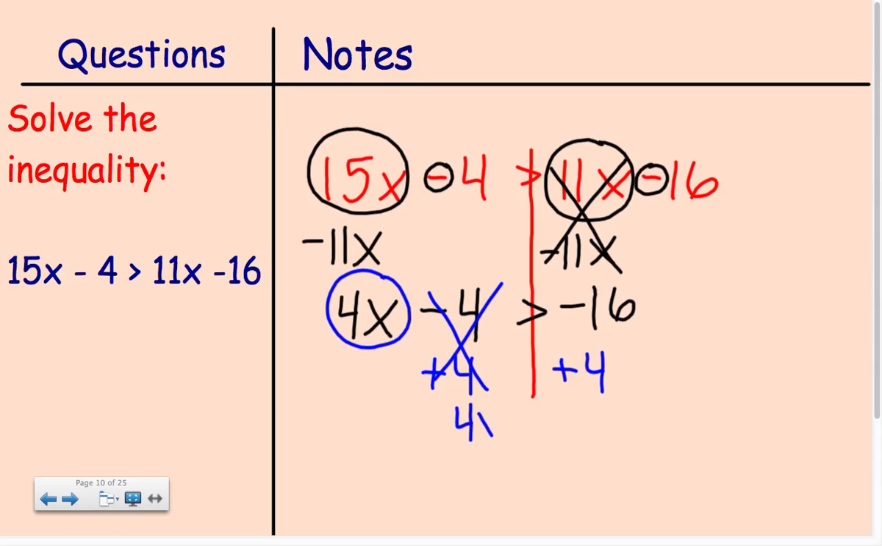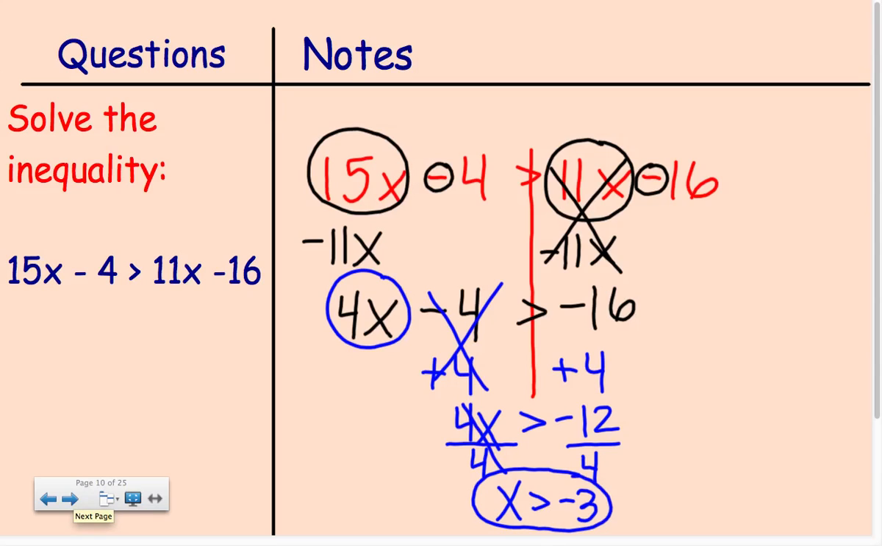Bring down the 4x. Bring down the greater than symbol. Negative 16 plus 4 is negative 12. We're dividing by a positive 4, so I don't have to flip. Negative 12 divided by 4 is negative 3. My variable is on the left, so I don't need to rewrite it. So on that one, I didn't have to flip or rewrite.